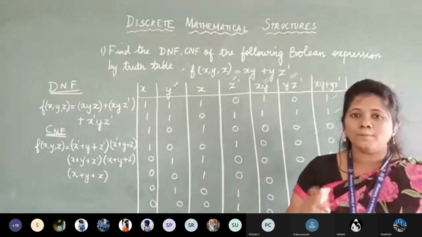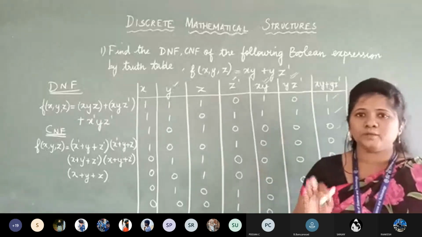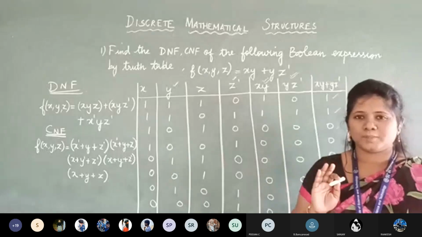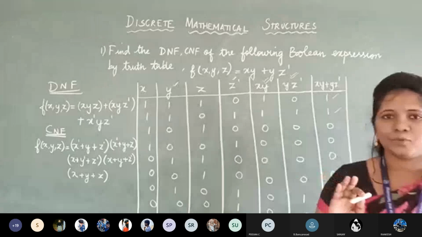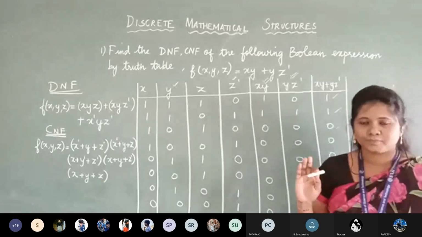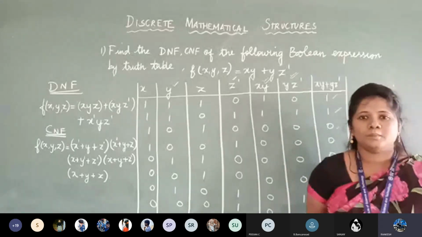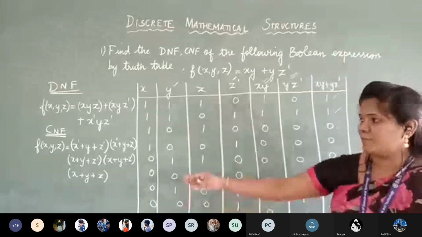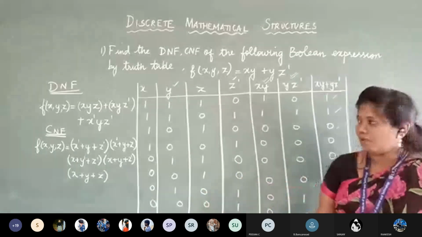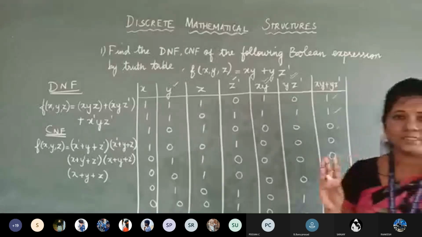What is your min term? A min term is nothing but a Boolean product, and your max terms will be a Boolean sum. So that's how you find your DNF and CNF.